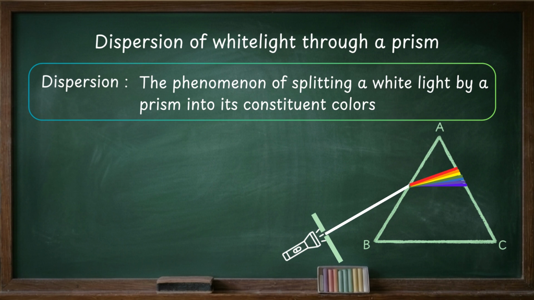When they strike the second surface of the prism, only refraction takes place. This causes the colors to separate out even more. The light emerging from the prism has the different colors spread out, which is what we see as a spectrum.